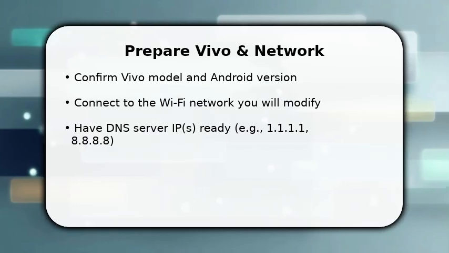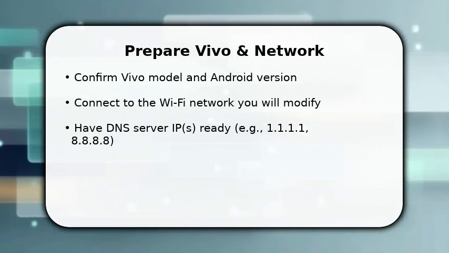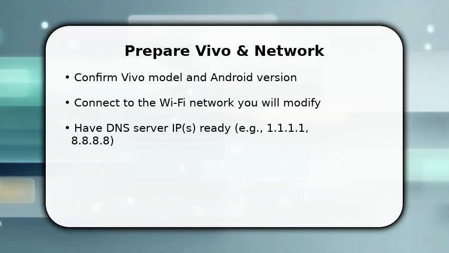You start by ensuring your Vivo phone is on and connected to the Wi-Fi you will change. You need the model and Android level to know available options. Next, collect the DNS IP addresses you plan to use. Write them down or copy to clipboard.